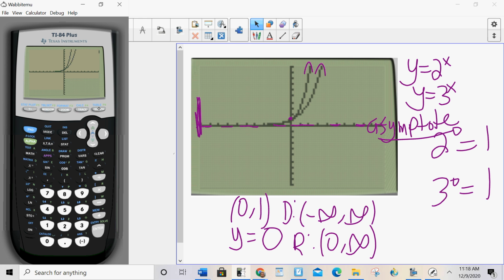No matter what the base is, all of them are going to pass through 0, 1. They're going to have an asymptote at y equals 0. They're going to have a domain of negative infinity to positive infinity. They're going to have a range of 0 to infinity, not including 0, because it has the asymptote, the imaginary line it's getting closer and closer to, but never touching. All right, now let's take a look at log graphs.